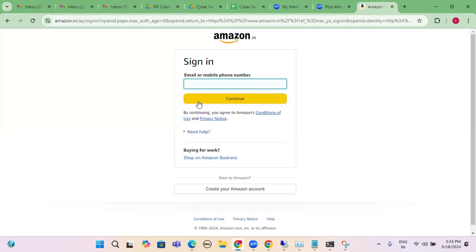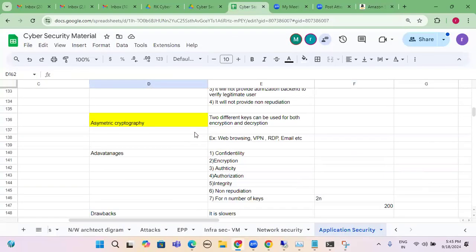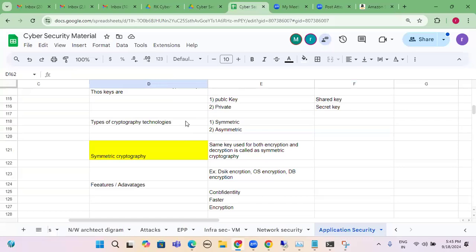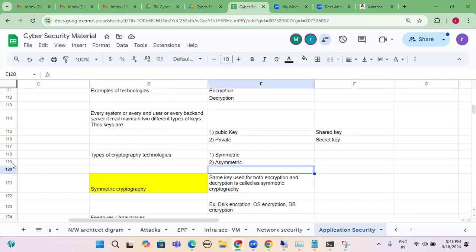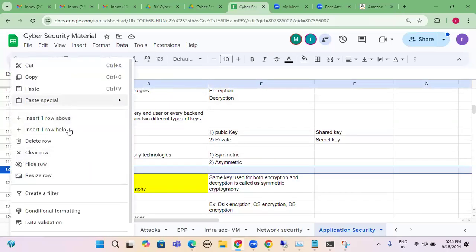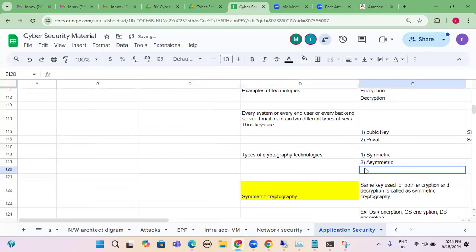So this is the way the backend web server to the front end user encrypted communication channel will form a combination of both symmetric and asymmetric cryptography, that is called public key infrastructure or hybrid cryptography. Okay, go back now. So a third one also we have. I said only two cryptography technologies, but the third one is called hybrid. So in most cases we'll use hybrid only.